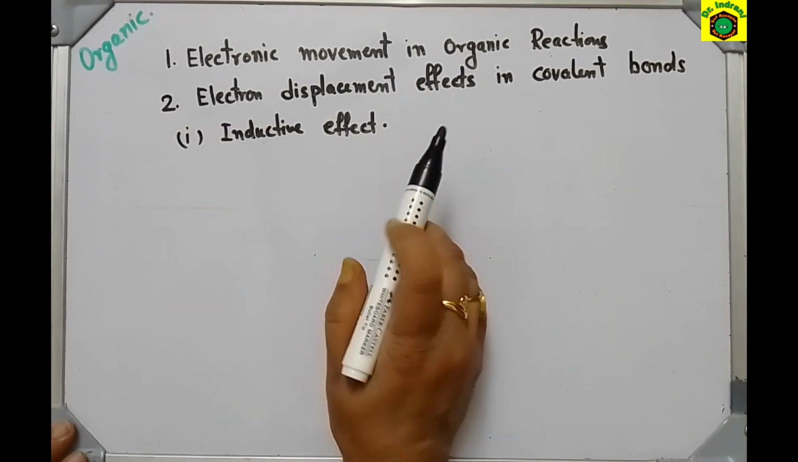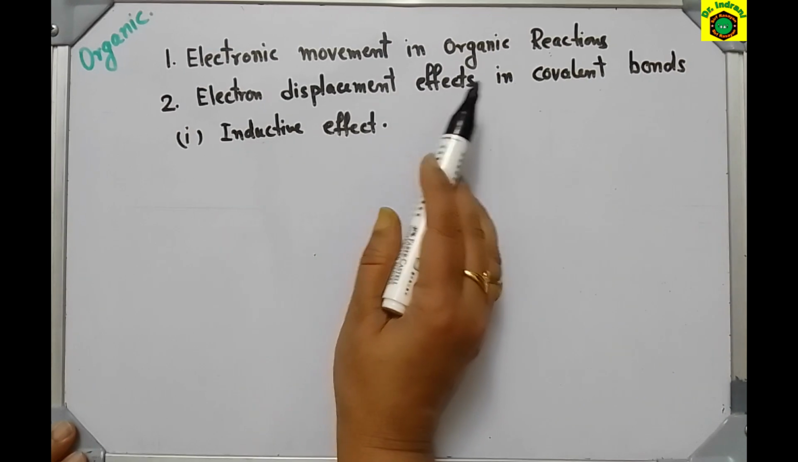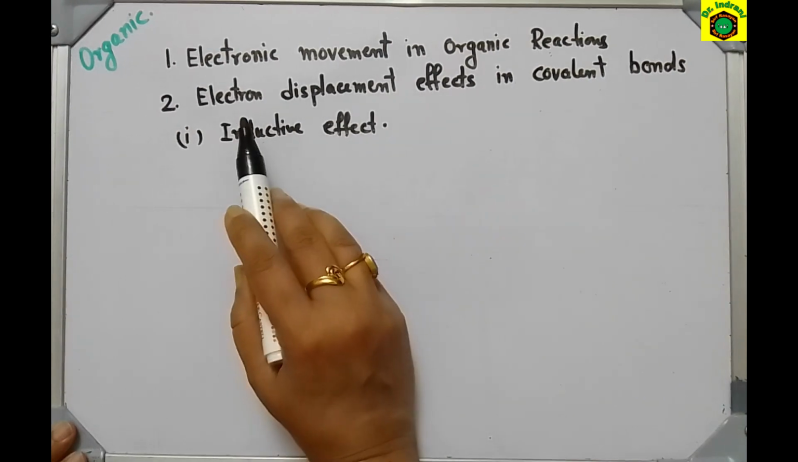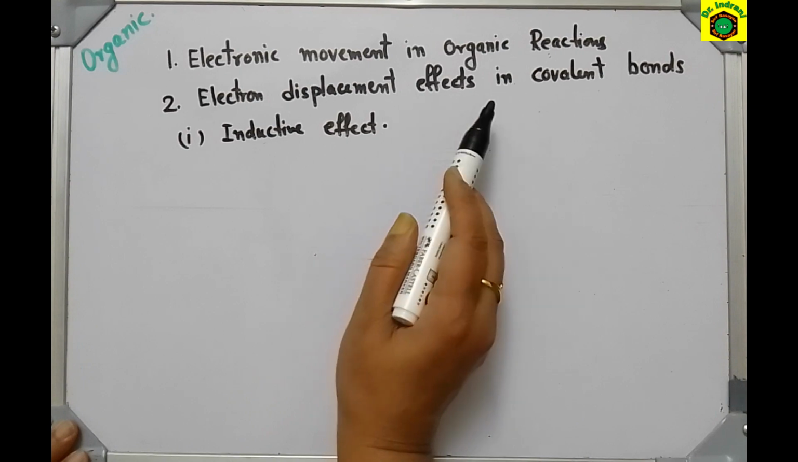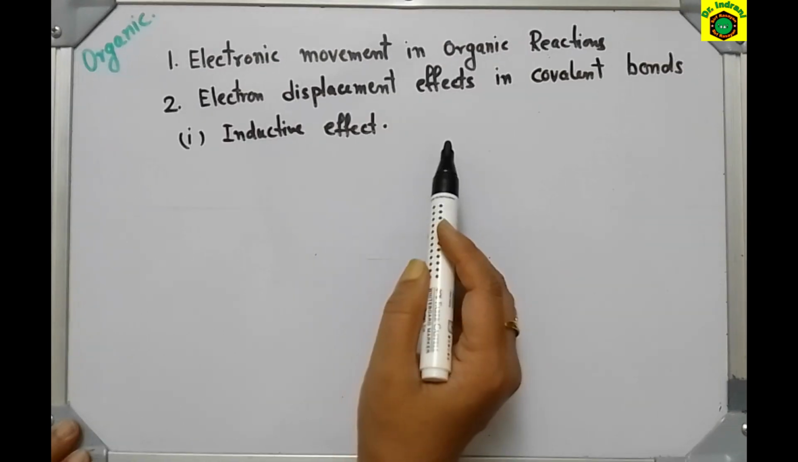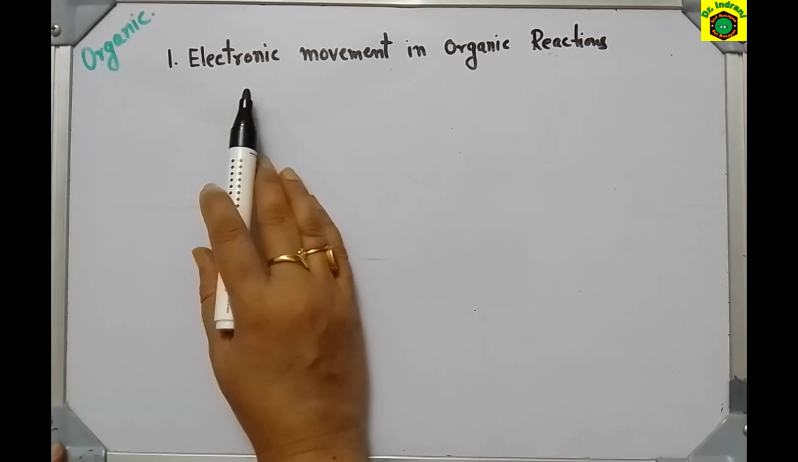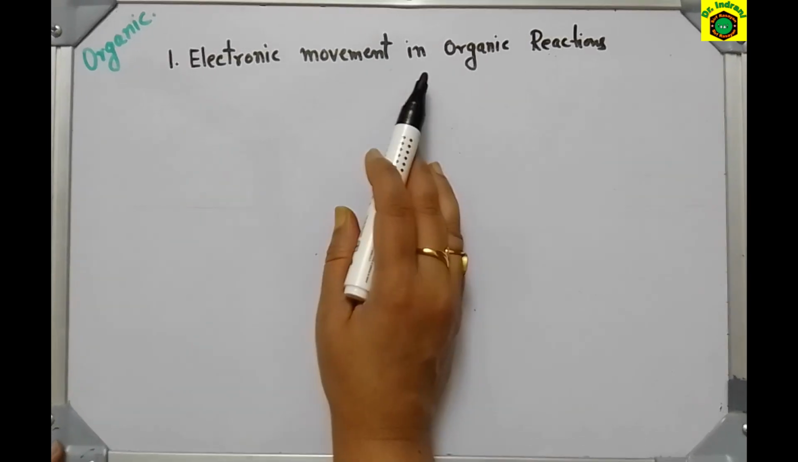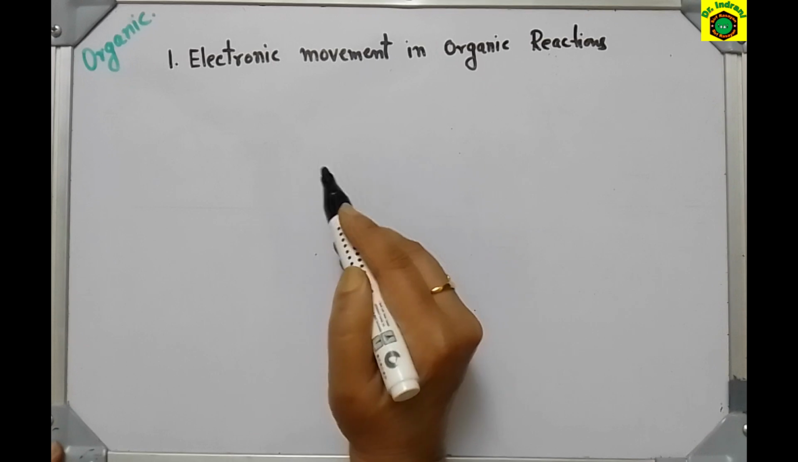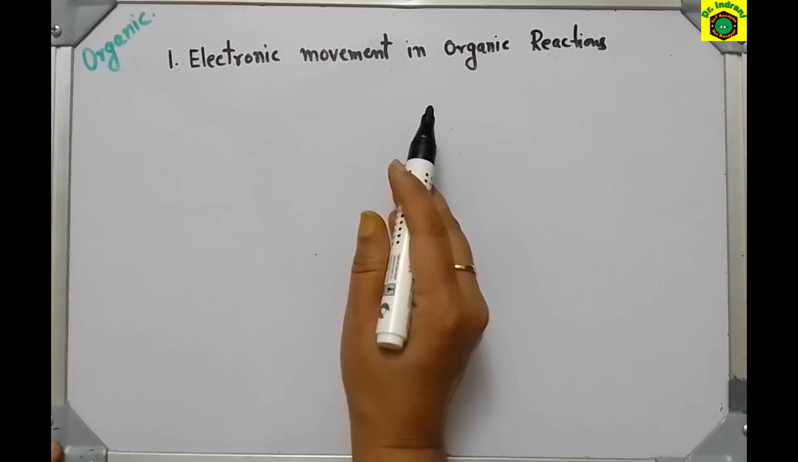Here I will explain electronic movement in organic reactions and electron displacement effects in covalent bonds. Four effects are there. Here I will explain the inductive effect. Now first I will explain electronic movement in organic reactions. How to show electron movements.